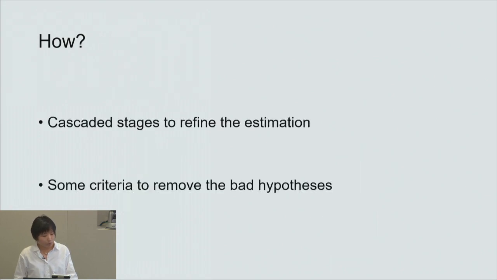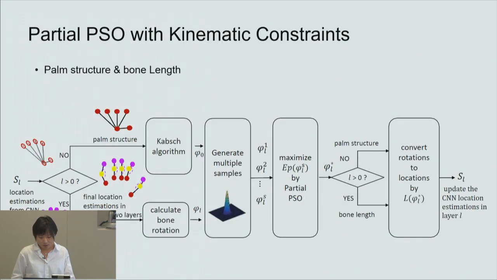We propose two solutions. The first one is we use cascaded stages to refine the estimation. The second one is we use some criterion to evaluate the estimation and remove some bad hypotheses. For the second method, we extend the self-energy of Tang's work, the work which we mentioned, by introducing the palm structure and the bone length. We generate multiple samples around the estimation of the CNN, and then use PSO to search for the minimum of the energy we use.